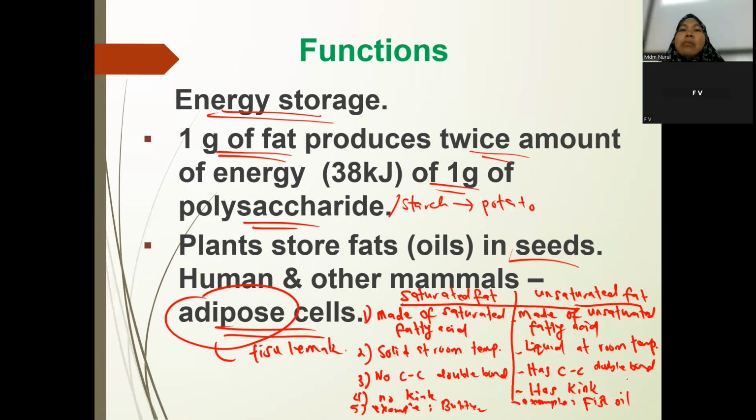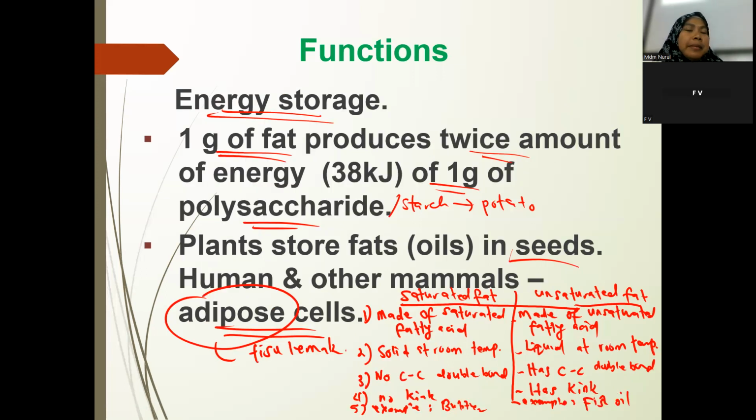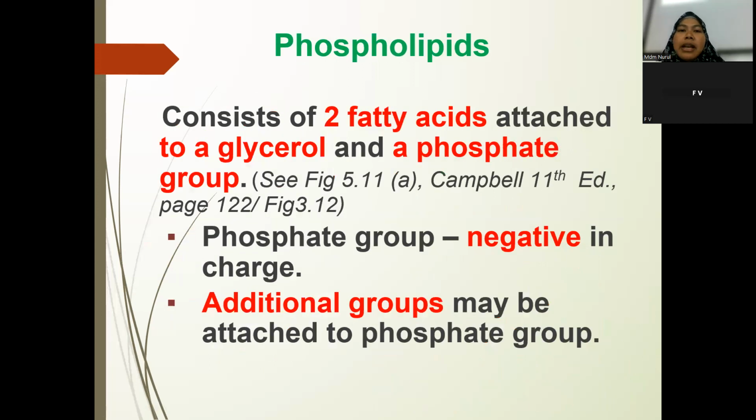Okay, so this is summary for fat. Okay, got it? All right. Okay, next we go to phospholipid. Sempat salin ke? Sempat. Okay, next we go to phospholipid.